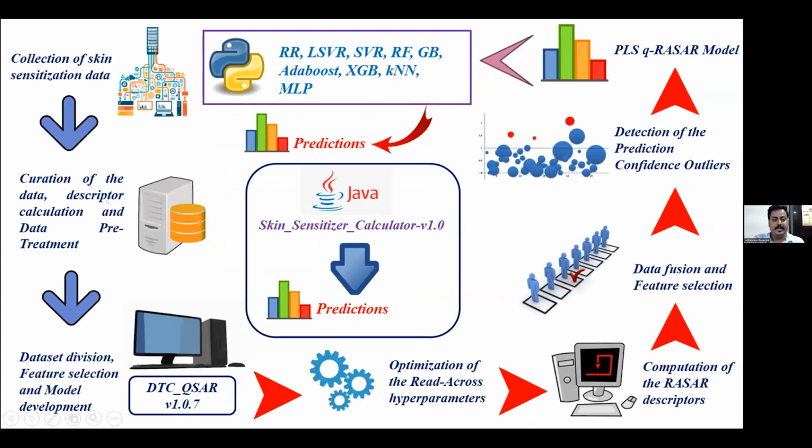We have curated the data, and performed descriptor calculation, data pretreatment, data set division, and feature selection, and we have developed the PLS QSAR model using the DTC QSAR tool. Additionally, we have optimized the read-across based hyperparameters and computed the RASAR descriptors. We have fused the initially selected structure and physicochemical features with the RASAR descriptors, and we have detected the prediction confidence outliers from the test set using the DTC plot. We removed them from the test set and developed the PLS Q-RASAR model. Additionally, we have employed various machine learning algorithms to compare the prediction ability. In addition, we have developed a Java-based sample tool which can take the input of a query compound and calculate the skin sensitizing potential along with its applicability domain status in terms of leverages.